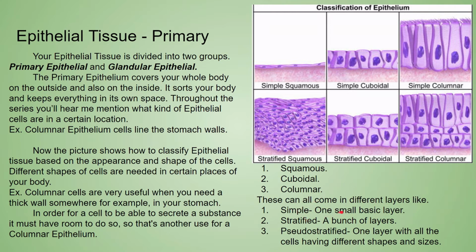Now all these different types of cells come in different layers. There's simple, which is one small basic layer, as you can see at the top here. And then there's stratified, which is a bunch of layers. As you can see, it's a bit of a mess here with squamous cells. And here's the cuboidal and columnar, which is a bit rare, I think, to find in the body. And then, last of all, you have pseudostratified, which is one layer of cells, but they have all different shapes and sizes, and it's a mess. Like I mentioned earlier, in order for a cell to be able to secrete a substance, it must have room to do so, which is why you have the different shapes and sizes.